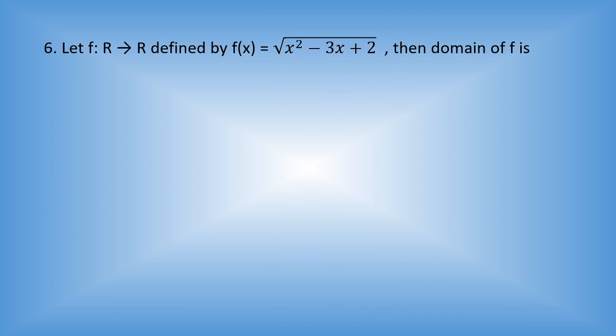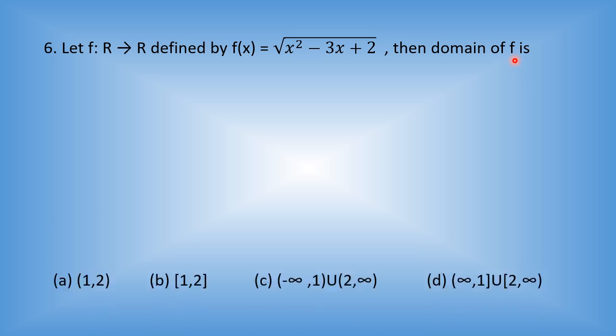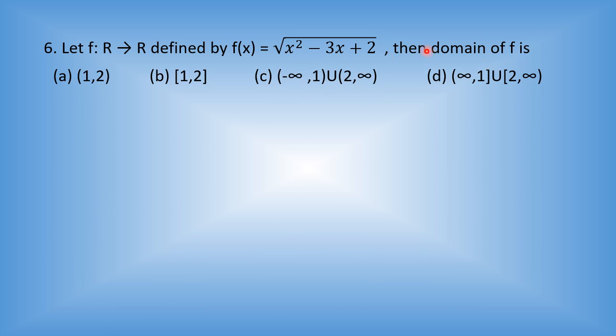We move to the next one. Let f be a mapping from R to R defined by f of x equal to the square root of x squared minus 3x plus 2. Then the domain of this function f is? We have to check the domain of the given function. We know that the square root of a negative number is not defined as a real number; it is a complex number, from some other set. So the square root of a negative is not defined.